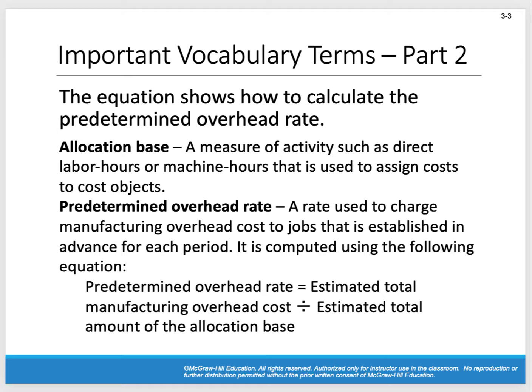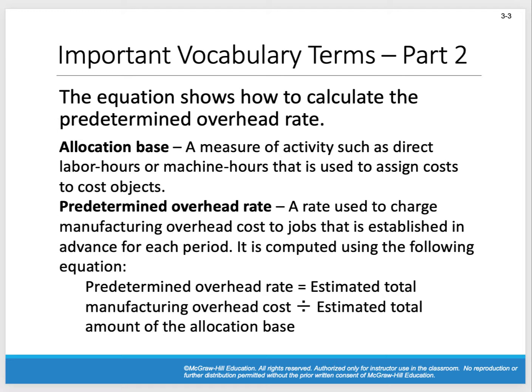So now we need to look at some of the calculations, right? Again, this should be review from chapter 2. We know what the allocation base is. That's our cost driver, so to speak, right? What is the allocation base? Well, it's nothing more than a measure of activity, right? Last chapter we saw direct labor hours, we saw machine hours. Remember, we could also use direct labor dollars, right? But basically this allocation base is the measure of activity that we use so we can assign cost to cost objects, right?